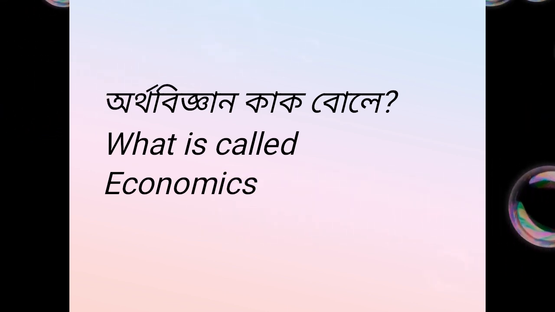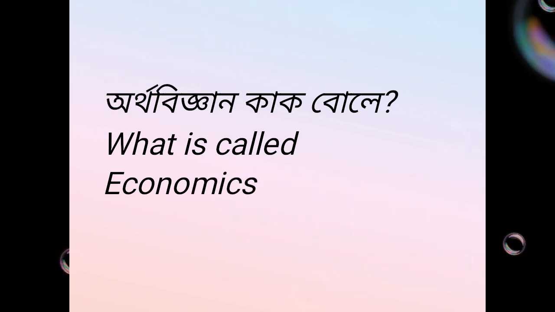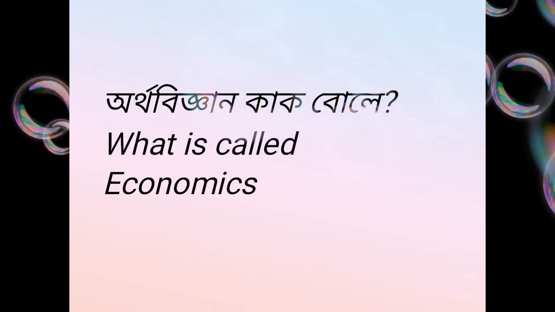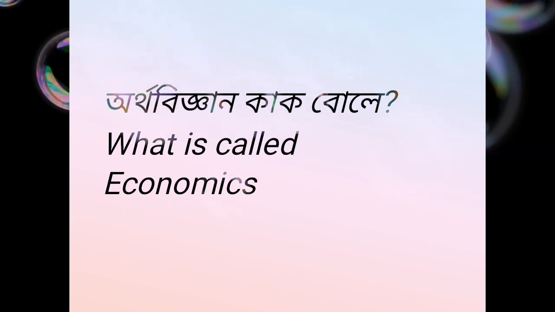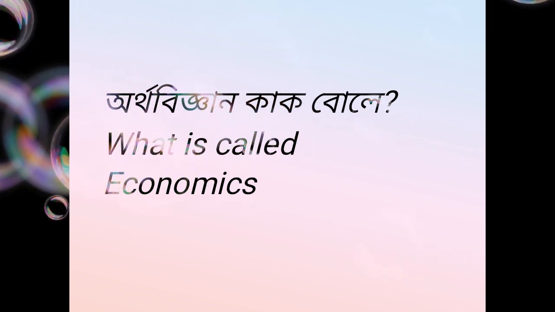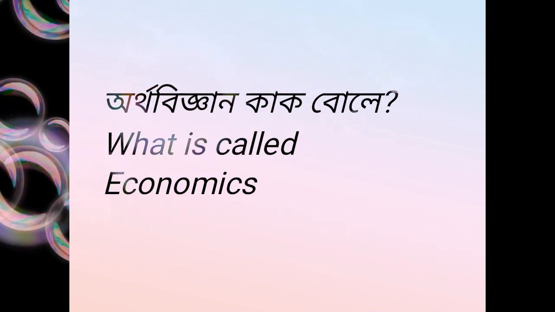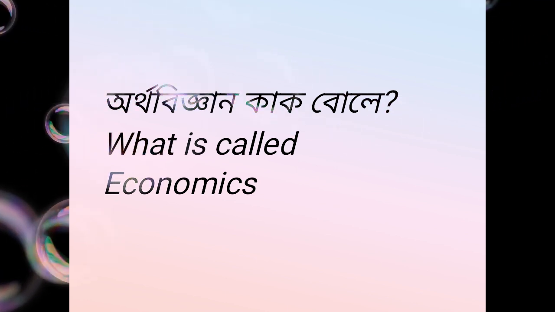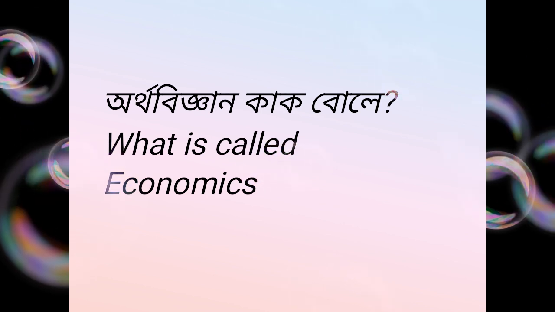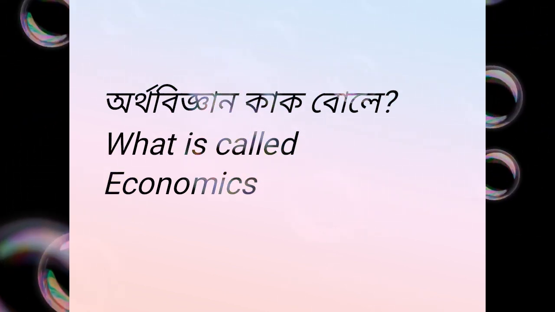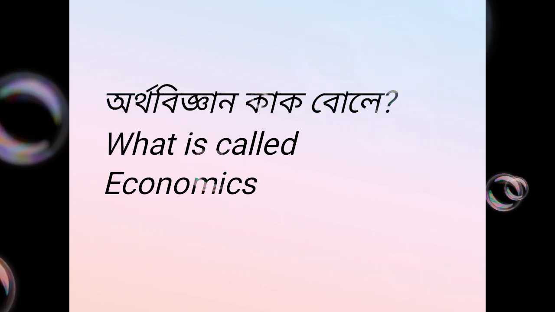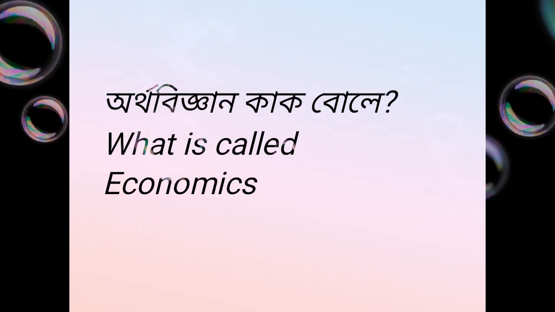Based on all these definitions, we can conclude that economics is a part of social science that mainly deals with the various natures and types of human wants and the availability and the uses of various scarce resources that are available to fulfill the unlimited wants of mankind.